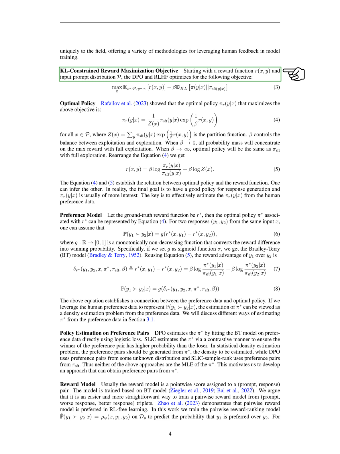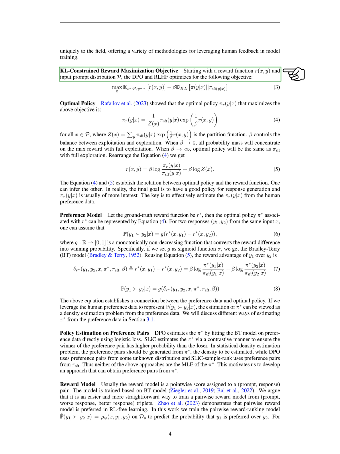The factor beta controls the balance between exploitation and exploration. When beta approaches 0, all probability mass will concentrate on the max reward with full exploitation. When beta approaches infinity, the optimal policy will be the same as the supervised fine-tuned policy with full exploration. The reward function can be rearranged to show that it is equal to beta times the logarithm of the ratio of the optimal policy to the supervised fine-tuned policy, plus beta times the logarithm of the partition function.